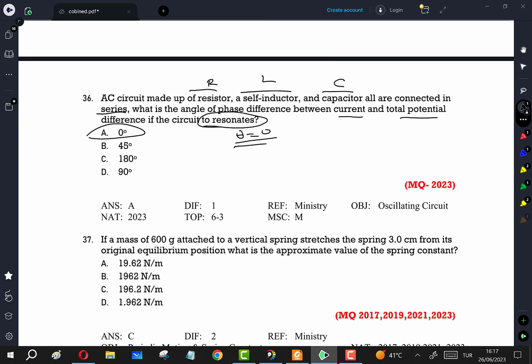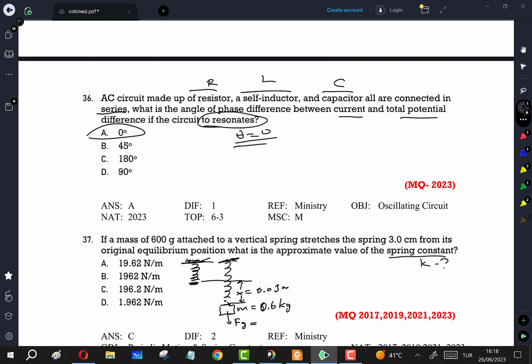A mass of 600 grams attached to a vertical spring stretches the spring 3 cm from its original equilibrium position. What is the approximate value of the spring constant? K is the question. When we suspend an object from a spring, the unstretched spring stretches because of the gravitational force of this mass, which is Fg. Mass is 600 grams, which is 0.6 kilogram. Stretching, which is x, is given as 3 centimeter or 0.03 meters.